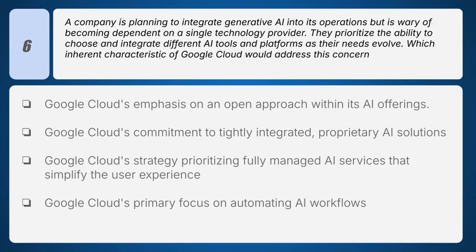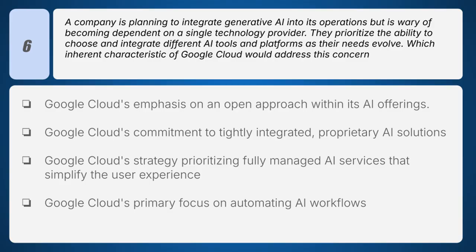A company is planning to integrate generative AI into its operations but is wary of becoming dependent on a single technology provider. They prioritize the ability to choose and integrate different AI tools and platforms as their needs evolve. Which inherent characteristic of Google Cloud would address this concern?